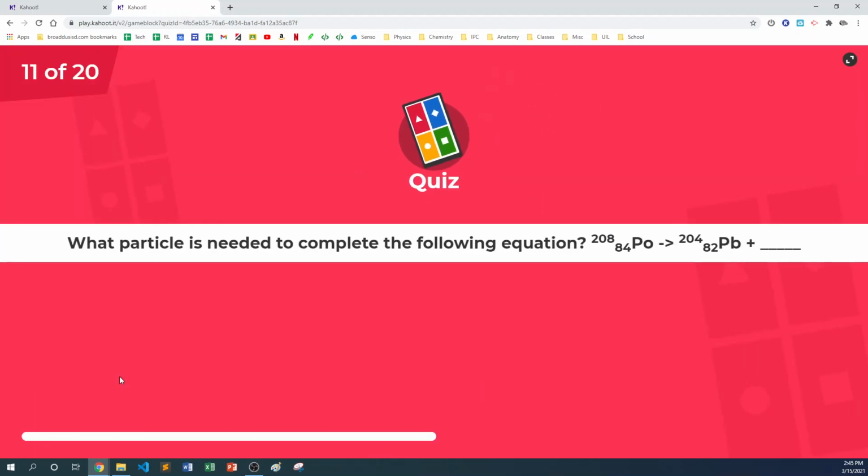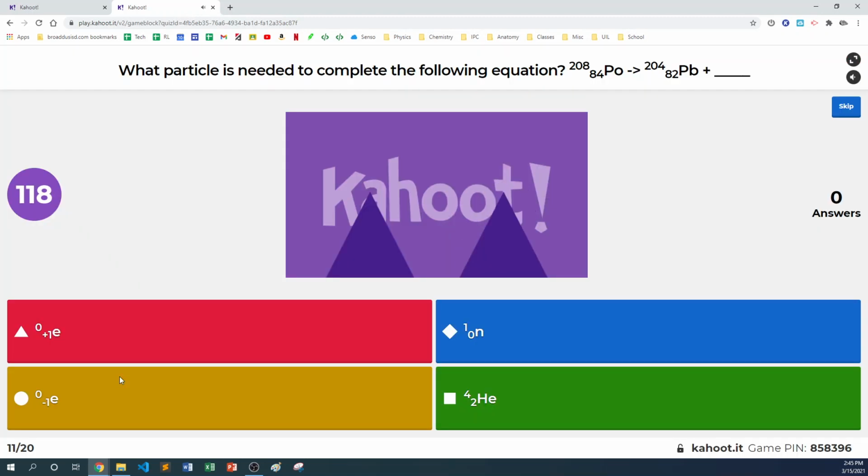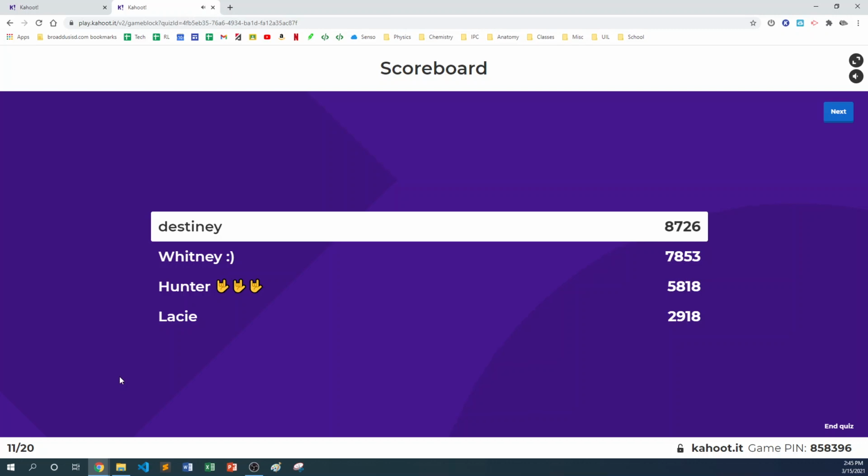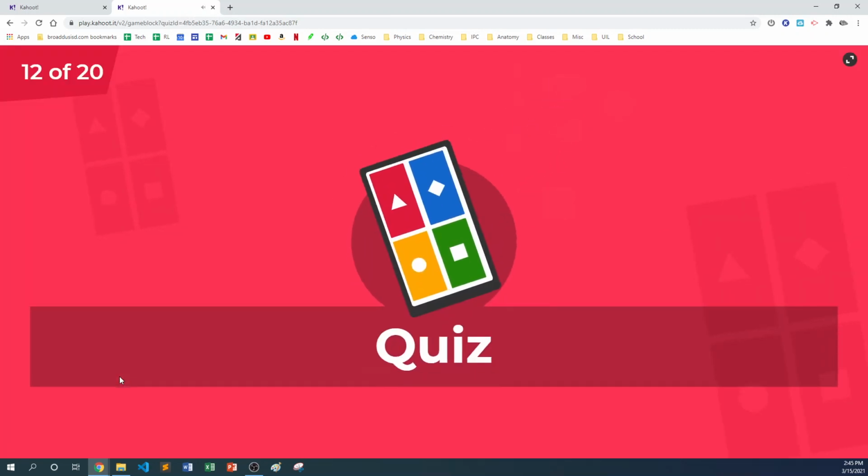What particle is needed to complete the following equation? Oh, no, it's the wrong one. It's yellow. No, it's not. It's yellow. Why did I click that? Told the two and I clicked the other one.